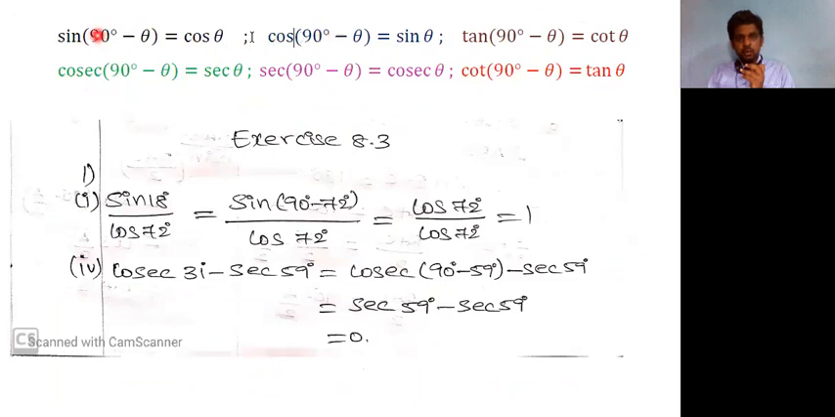Sin and cos are one pair, sin 90 minus theta and cos 90 minus theta. And tan and cot are one pair. Tan 90 minus theta is equal to cot theta, cot 90 minus theta is equal to tan theta. Cosecant and secant are one pair. Cosecant 90 minus theta is equal to secant theta, secant 90 minus theta is equal to cosecant theta. So that is why the names of the trigonometric ratios are like that.